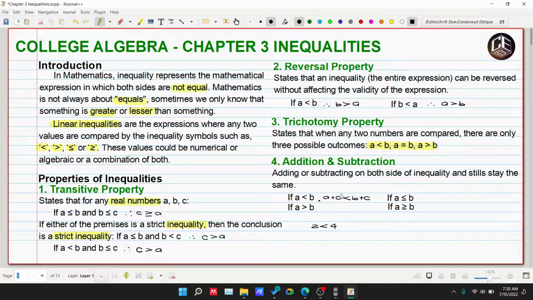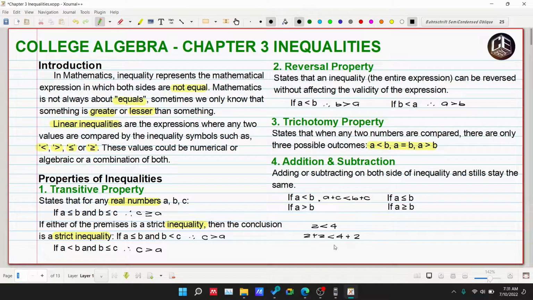If nag-add tayo ng same value, okay? Kasi ganun ang property natin dito sa inequality, yung addition and subtraction, kung ano ang i-add mo sa kabila, for example, dito sa left side ng inequality, yun din ang i-add natin sa right side ng inequality. Kaya nga parehas na C. Hindi ko naman sinabing C and D. Okay, parehas na C. So, for example, nag-add tayo ng 2 dito sa left side ng inequality. Therefore, mag-add rin tayo dito ng 2.